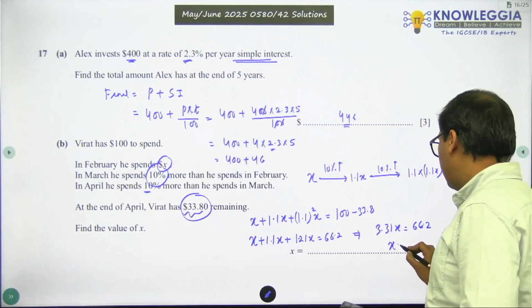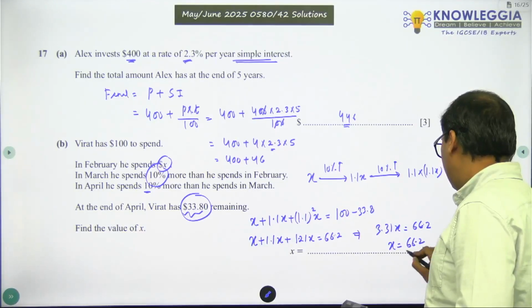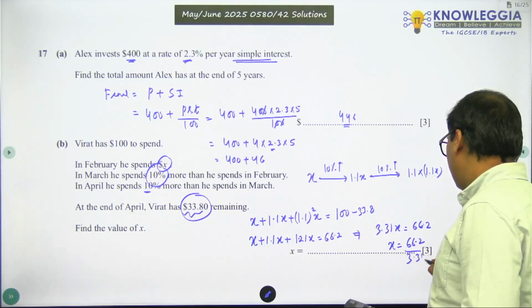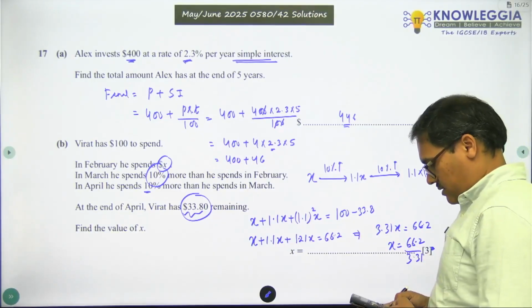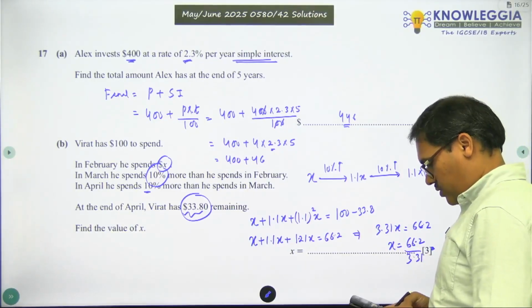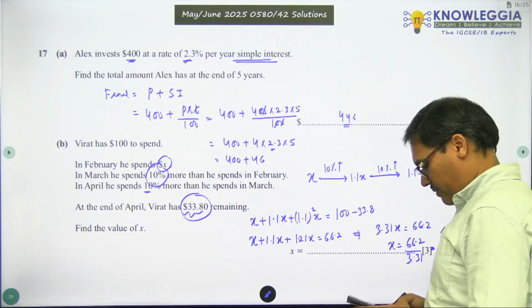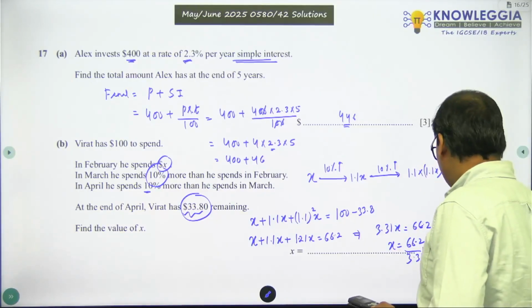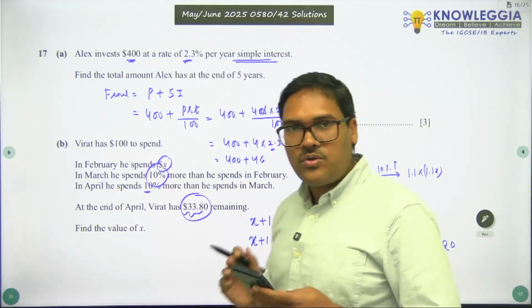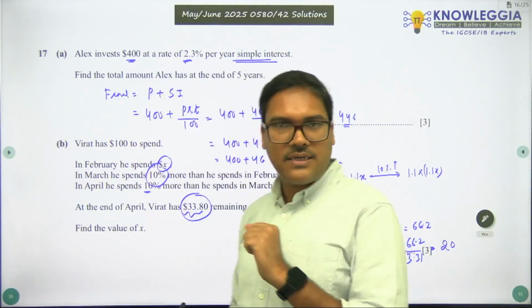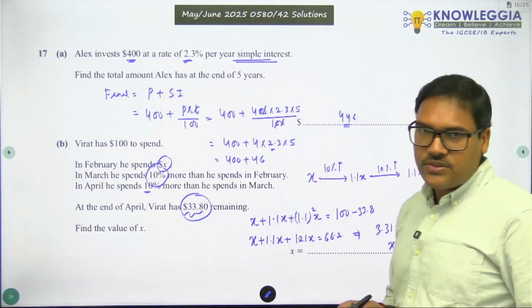So what is x? This is 66.2 divided by 3.31. You can clearly see this is 66.2 divided by 3.31, which is 20. So what is the value of x? X is equal to 20. X is equal to 20 is the correct answer. I hope you understood this.